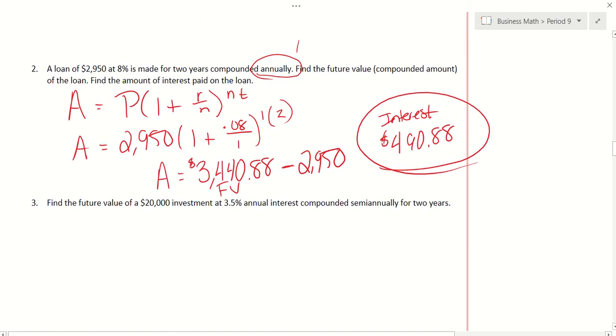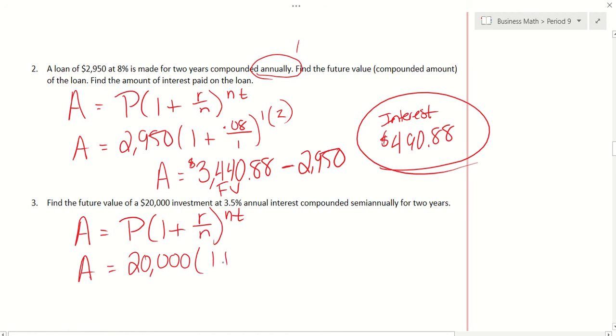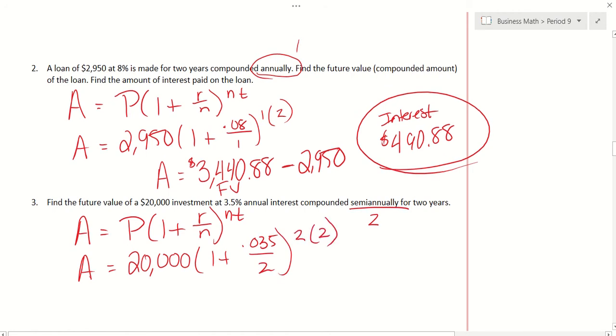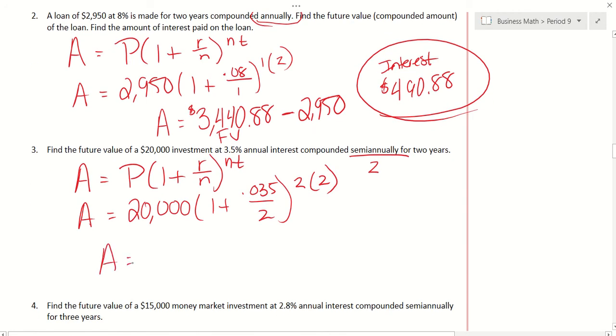Do it again. A equals P(1 + r/n)^(nt). What is my principal? 20,000. 1 plus rate 0.035. Compounded semi-annually means 2, to the 2 years. Answer: $21,437.19.